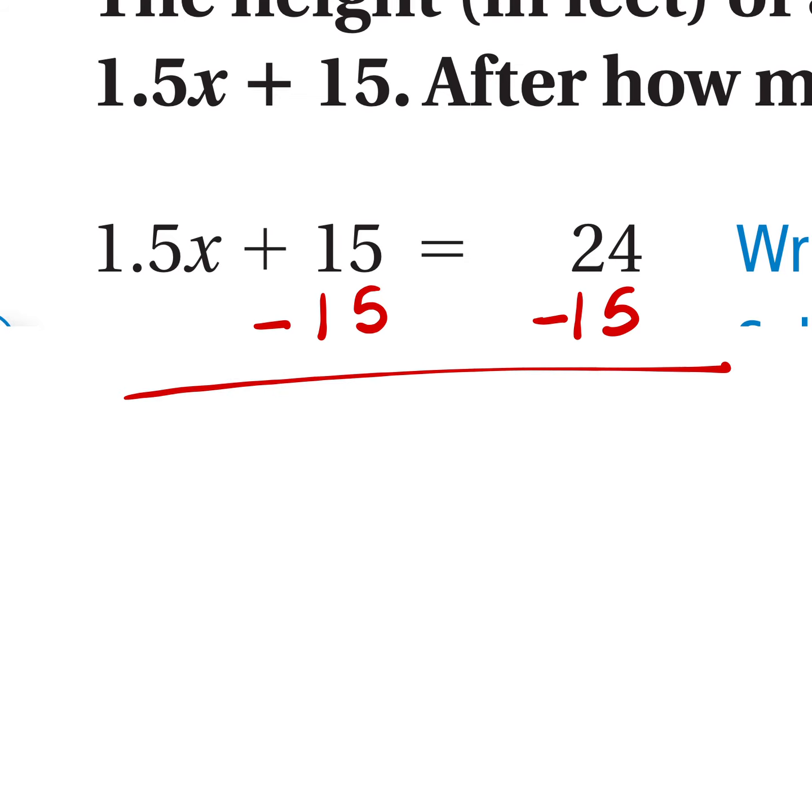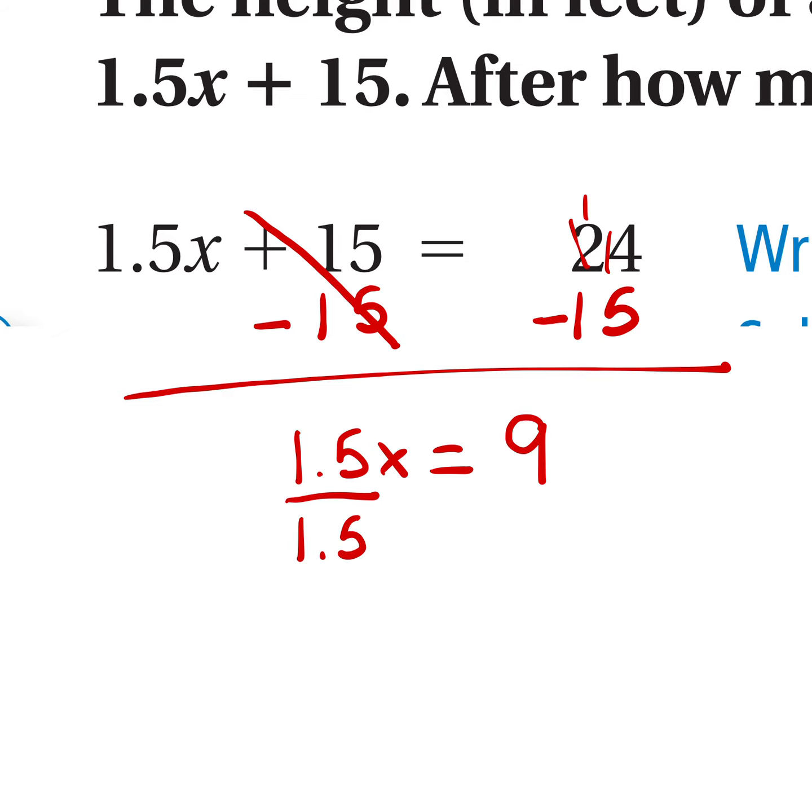Okay, 15 take away 15 is 0, it's gone. Bring down what we didn't use, 1.5x and the equal sign. 24 take away 15 is 9. Now we can do like we did last section where we want to get x all by itself. It's being multiplied by 1.5, so the opposite of that is to divide by 1.5.